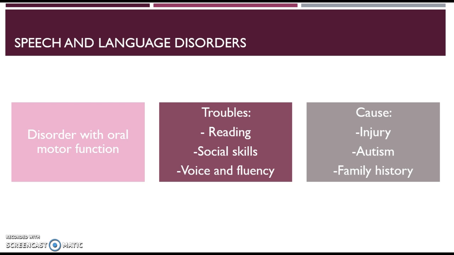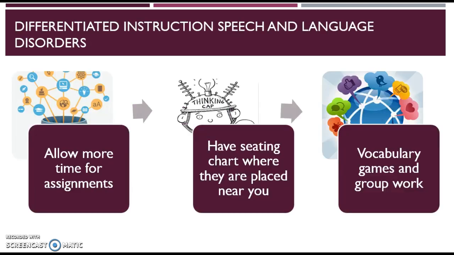Next, we have speech and language disorders. This refers to problems with oral motor function. This could be sounds or language or oral motor skills overall. Usually these types of students go to SLPs, which are speech language pathologists. The students tend to have trouble reading and writing. They have trouble being social, making friends, and trouble with voice and fluency in the way they put together sentences. The causes can be anything from illness, head injury, being born early, or family history. It could be any of those.